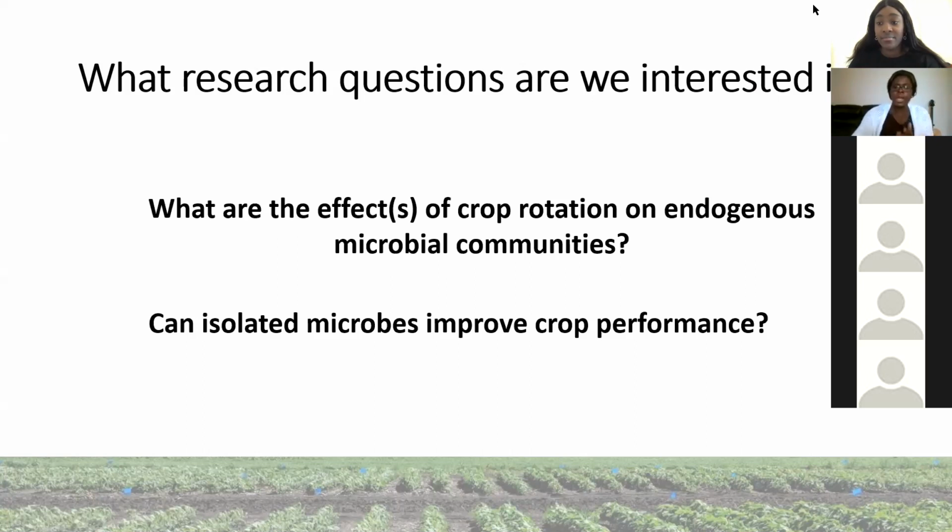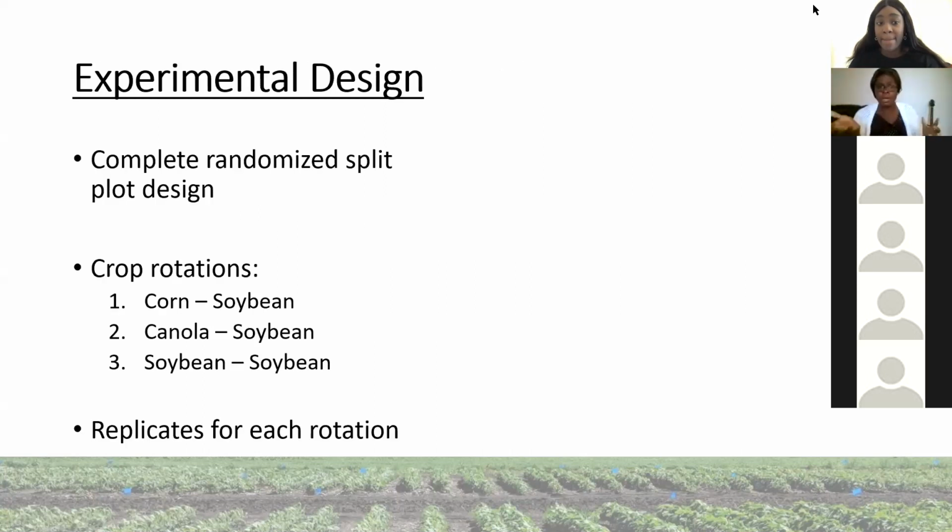This is where we're going to delve just a little bit into how data science was used to answer some of these questions. So the first thing we did was to come up with an experimental design where we selected a farm plot that had 3 different rotational systems. One year corn was grown, the following year soybean was grown. In another plot, canola was grown the previous year, soybean was grown the subsequent year.